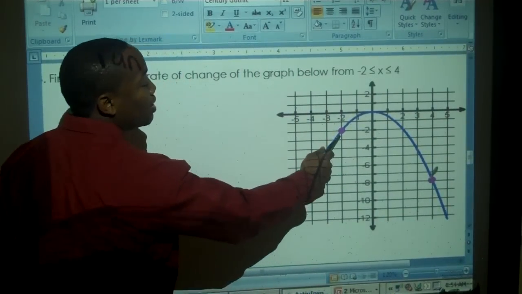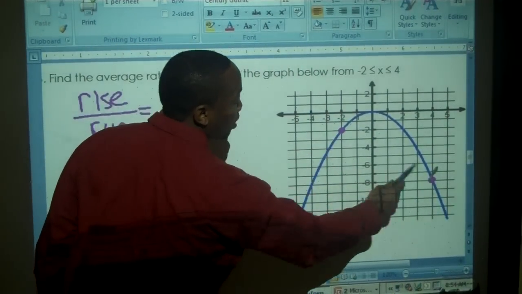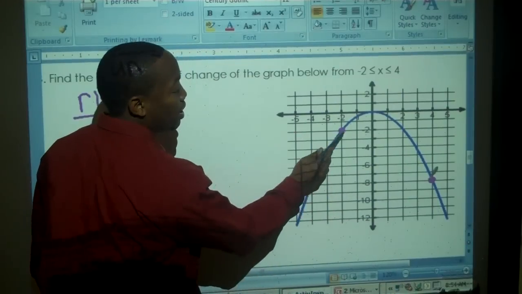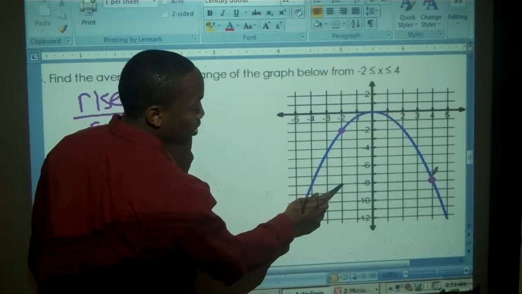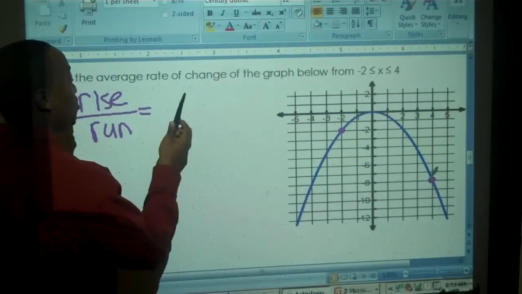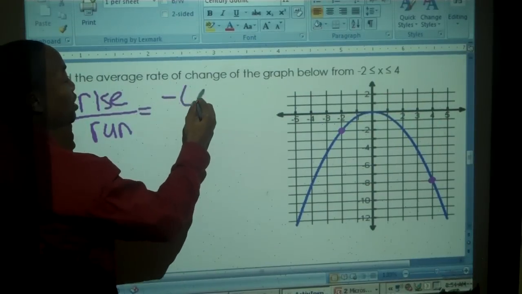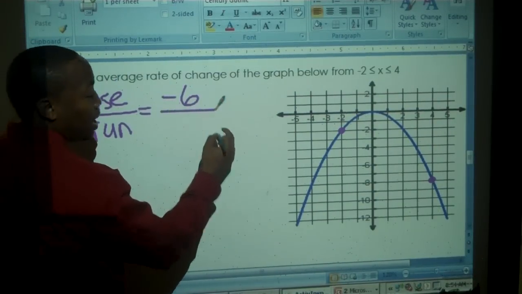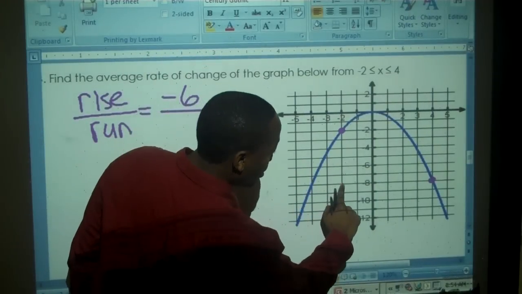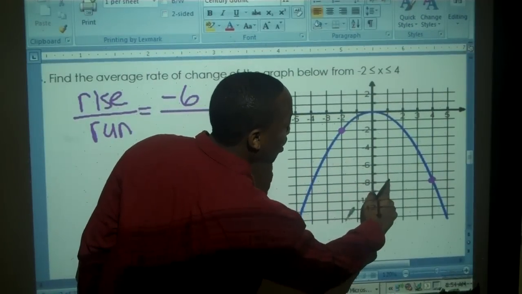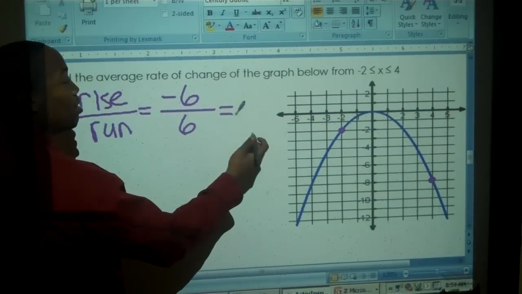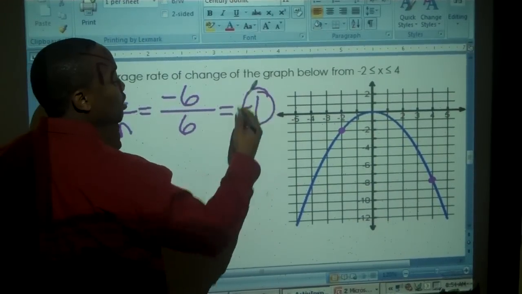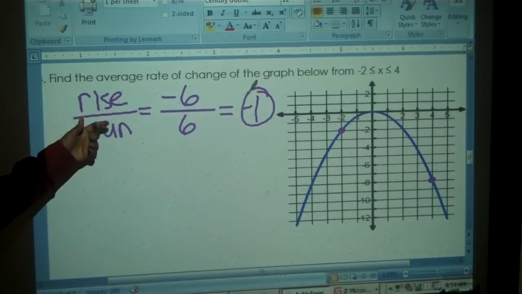Now, how do I get from this point to this point on the coordinate plane? In this situation, I have to go 1, 2, 3, 4, 5, 6 down. So I'm not rising, I'm actually going down. So it goes down -6. And I go over 1, 2, 3, 4, 5, 6. So in this situation, my slope is -1. Just that easy. Rise over run.